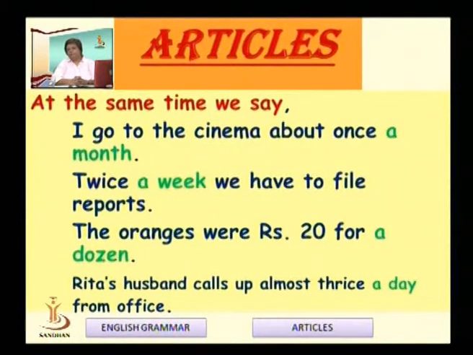And look at the last sentence on your screen. Rita's husband calls up almost thrice a day from office. So he calls up almost three times a day. But are we specifying which day? We are not specifying which day, and therefore we cannot use the article the. In all these sentences, we are duty bound to use the article a. Okay, so let's go ahead.